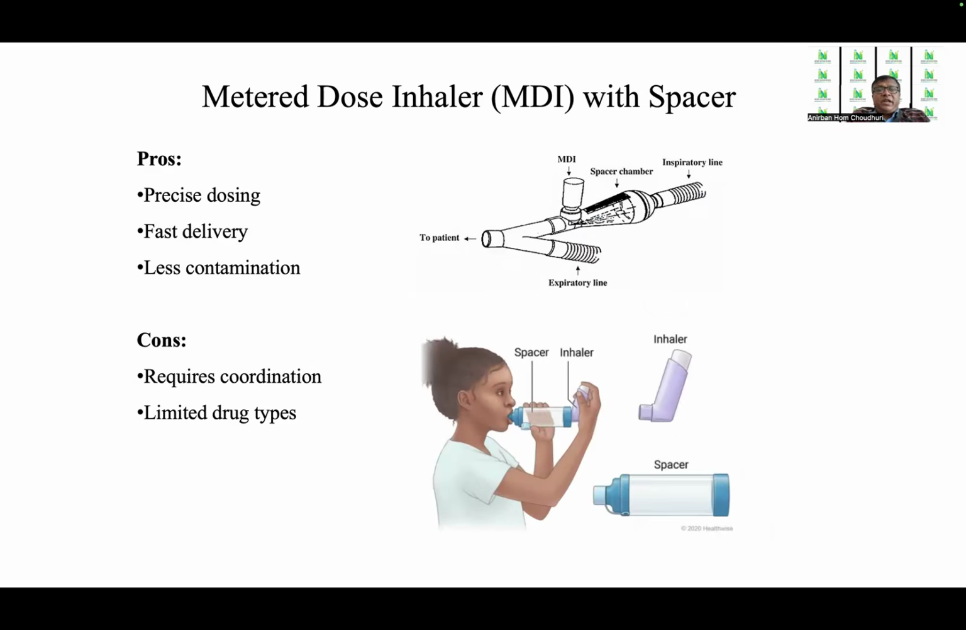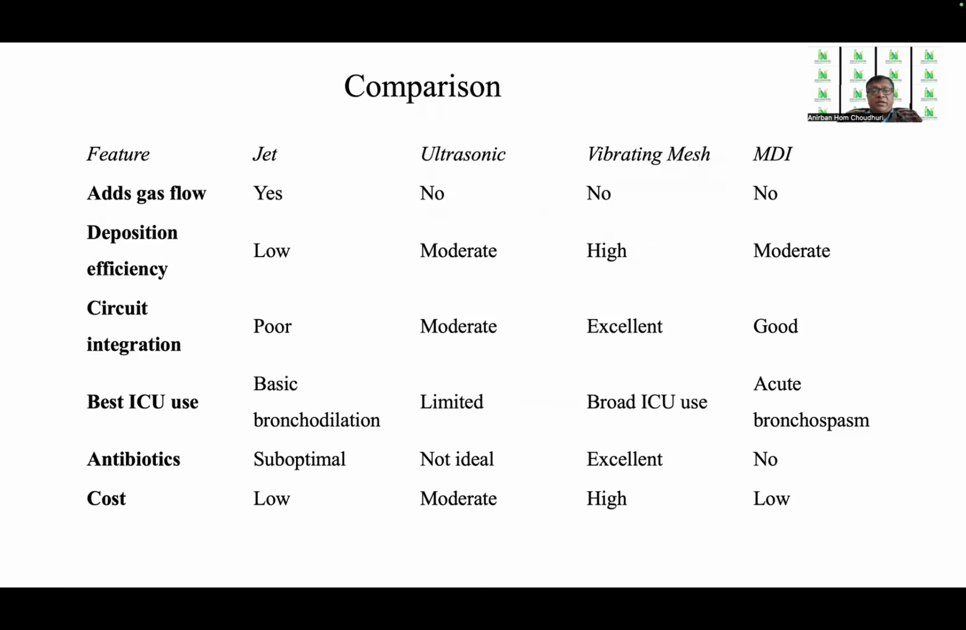The metered-dose inhaler with spacer is also used sometimes, not always. Its advantages are precise dosing, faster delivery, and less contamination. Here you can see that this is the expiratory limb of the circuit, and this is the inspiratory limb. Here is the metered-dose inhaler, and there is the spacer chamber, in the inspiratory line. It requires coordination, and one can use only limited drug types. Also, it is not suitable for antibiotics at large.